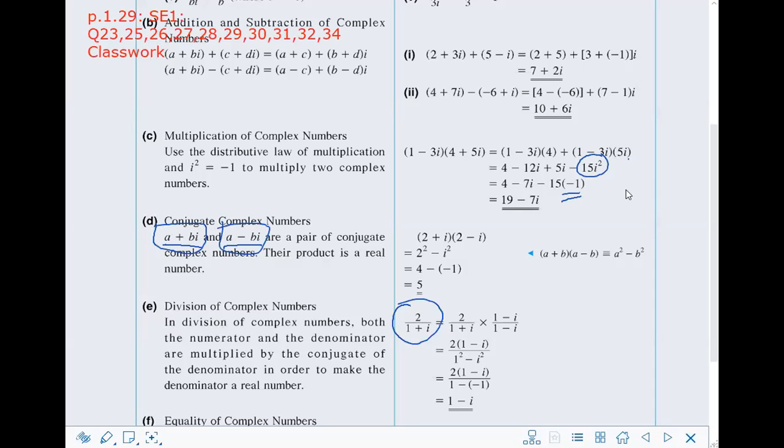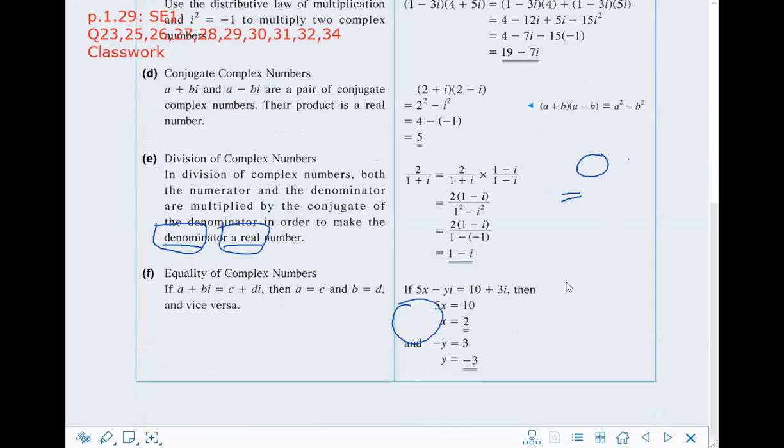Finally, we have learned the concept of equality of complex numbers. What can we say about two equal complex numbers? Their real parts will be exactly equal, and their imaginary parts will also be exactly equal. So we can compare the like terms from both sides of the equation.